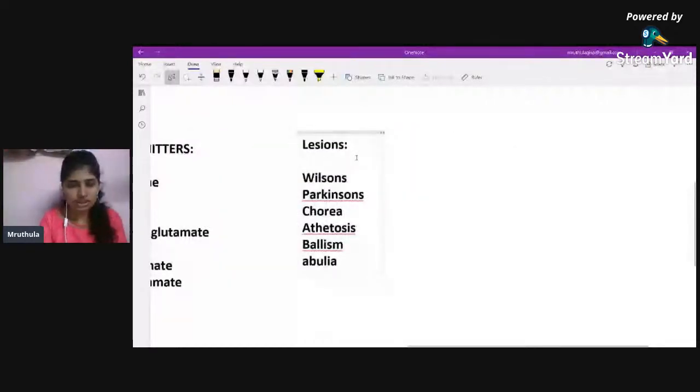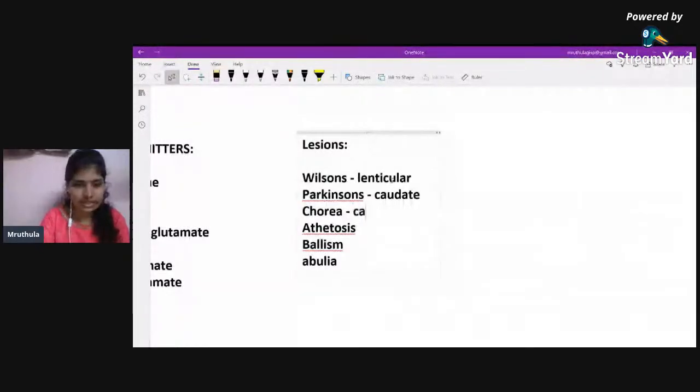Then coming to lesions. Wilson's disease affects the lenticular nucleus of the basal ganglia. Then Parkinson's affects what part? It affects on a larger scale the entire basal ganglia, but it is mainly because of the degenerative change involving the acetylcholine pathway, or I could say it is the caudate nucleus. So when there is less dopamine or excess acetylcholine, then that is causing Parkinson's.